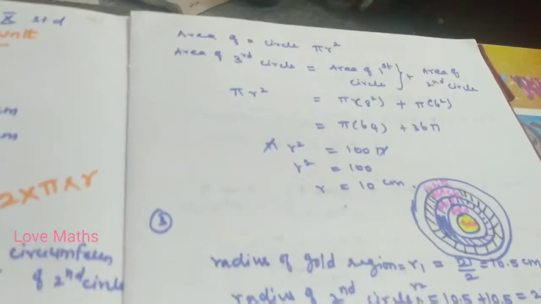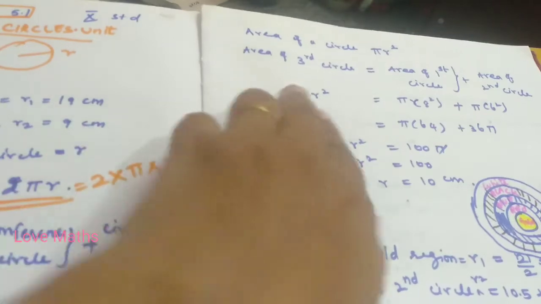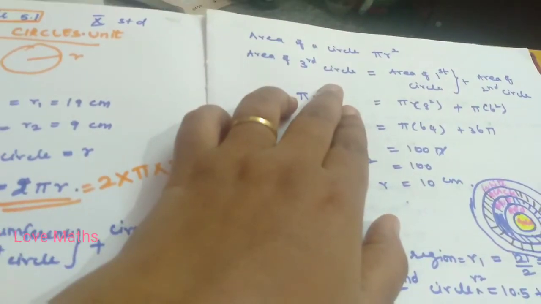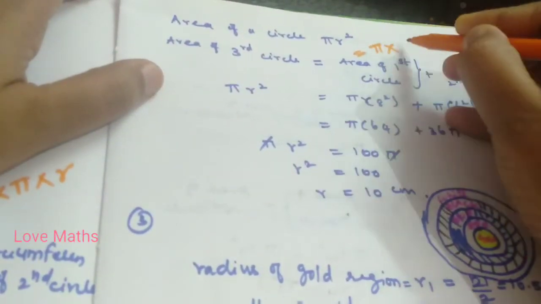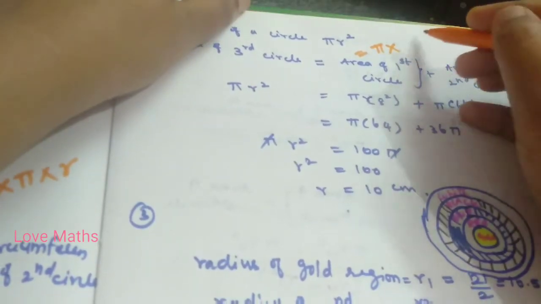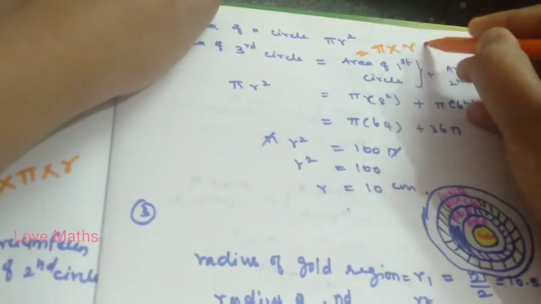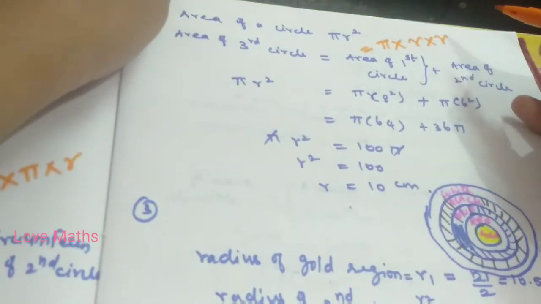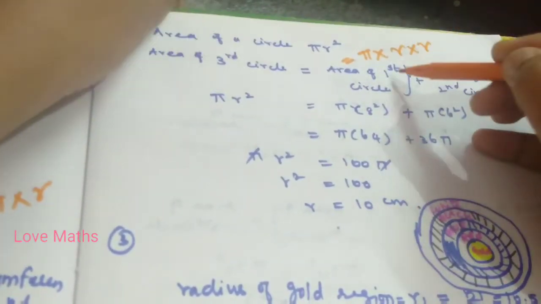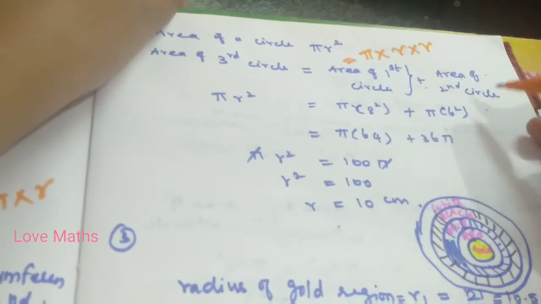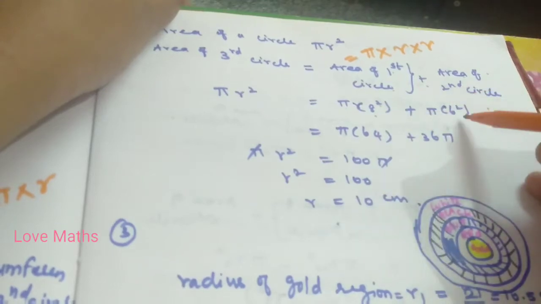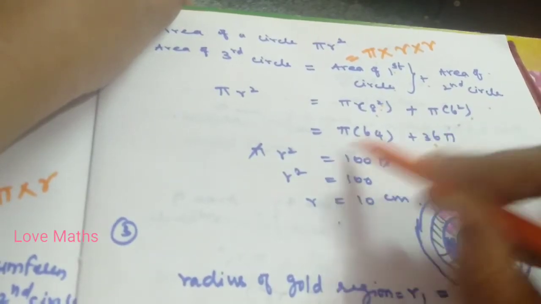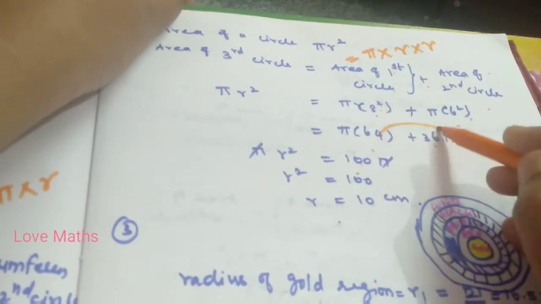Okay, so next, the area of a circle is pi r square. We know this formula. This means pi into r squared, r squared meaning r multiplied by itself, that means r multiplied two times, r into r. So the area of the third circle equals the area of the first circle plus the area of the second circle. So pi into the first circle 8 squared plus this 6 squared. 8 squared is 64, 6 squared is 36. Adding those two, we get 100 pi.